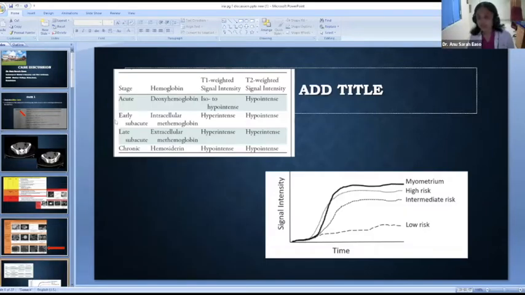And late subacute hematoma can mimic a fat containing lesion and can appear hyperintense on T1 and T2 weighted images. Our fat suppressed images help us in that. And this is the signal intensity curve where we can see that the high risk lesions will show an initial enhancement which is more than that of the myometrium.